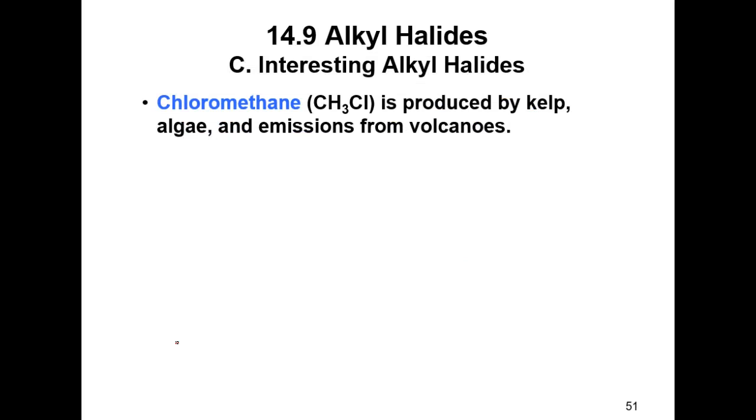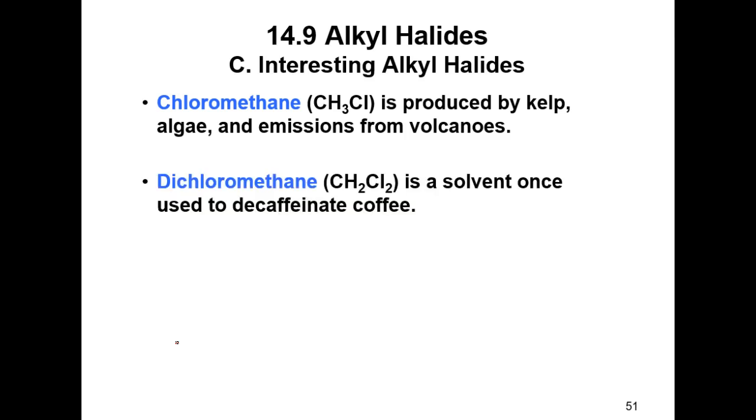Some interesting alkyl halides. Chloromethane is produced by kelp, believe it or not, and algae, and it comes from the emissions from volcanoes. Dichloromethane is a solvent once used to decaffeinate coffee. In the lab we did where we isolated caffeine from tea, what solvent did we use? If you don't remember, I'll give you a hint. It's dichloromethane.